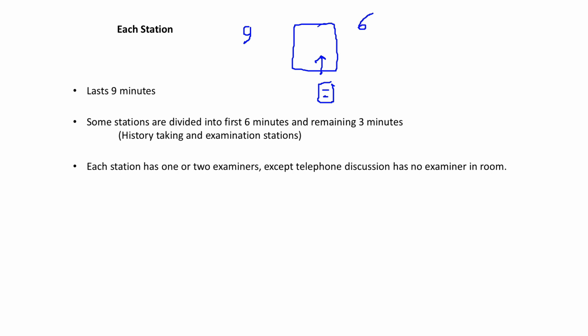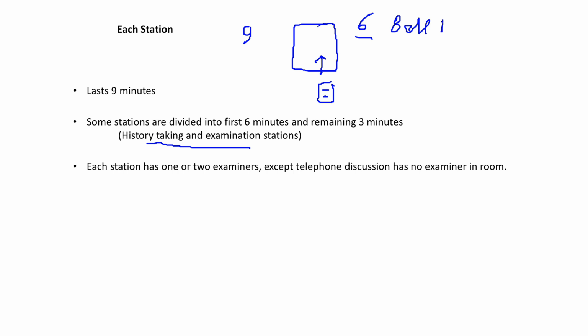One bell is after 6 minutes, because in some stations like history taking station and examination stations, you stop at 6 minutes. You stop taking history, you stop doing physical examination. So after 6 minutes you hear the first bell.